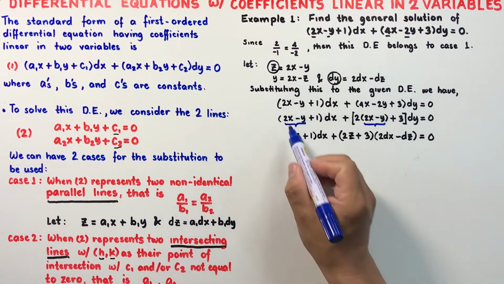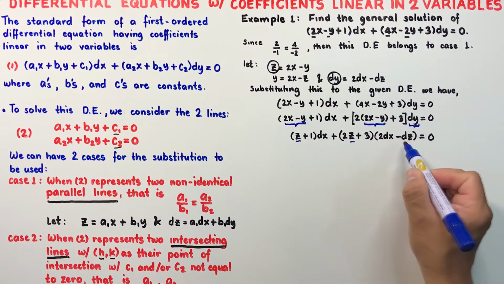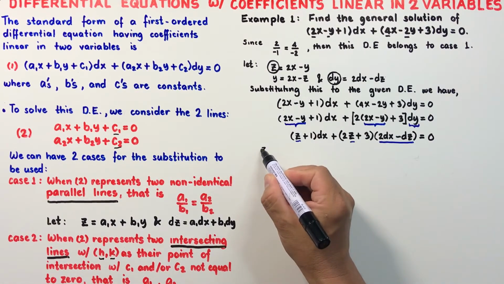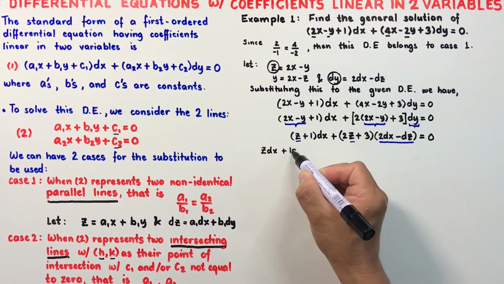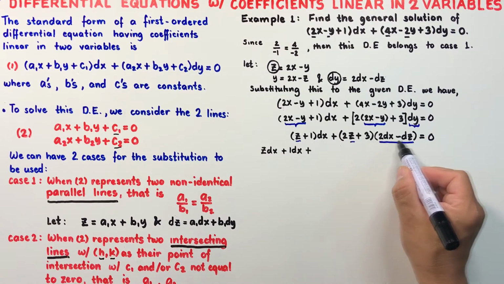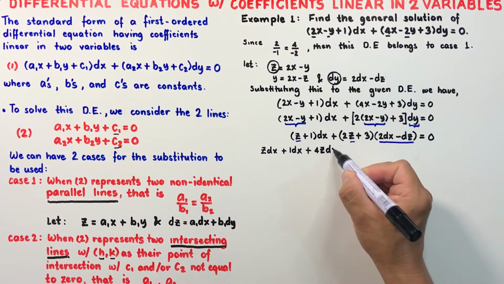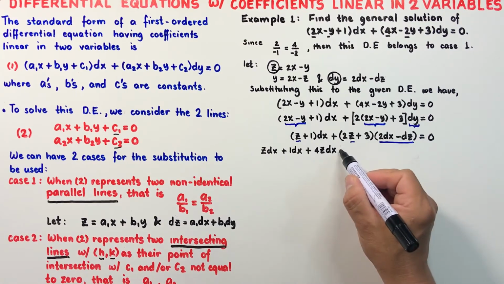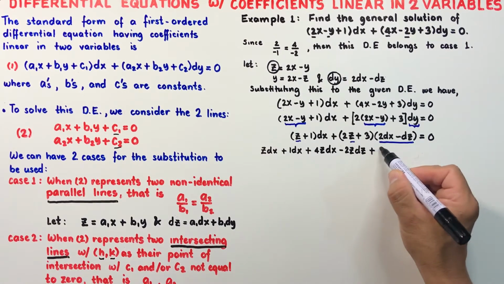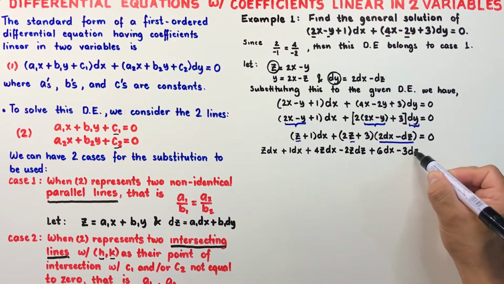So as we can see, we substituted 2x minus y by this z and also this dy by this expression here. So simplifying our differential equation, we have z dx plus 1 dx, if you distribute this dx to this binomial here, plus this binomial when multiplied by this binomial, we have 2z times 2 dx, which is 4z dx. And this 2z when multiplied by dz, we have minus 2z dz. And this 3 times 2 dx, we have plus 6 dx. And this 3 times negative dz is minus 3 dz here.